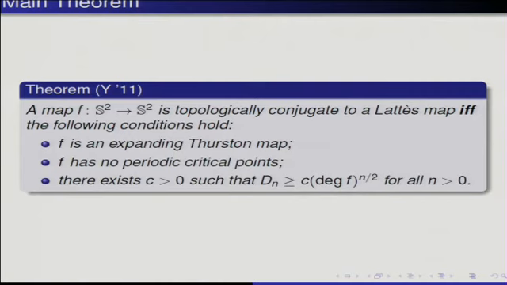If S is any topological map, then it's topologically conjugate to a Lattes map if the following conditions hold. Of course, it needs to be an expanding Thurston map and can't have periodic critical points. And the third condition is the other inequality.